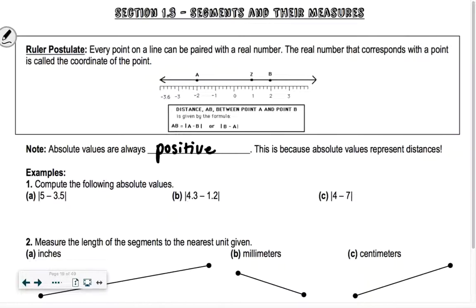So if I have something like 5 minus 3.5, it's 1.5. In absolute value, still 1.5. Right, so here we go. So like 3.1. And this next one, what's our answer? -3, but then absolute value, so it's 3.